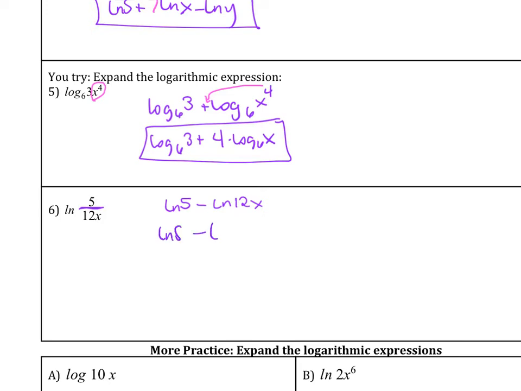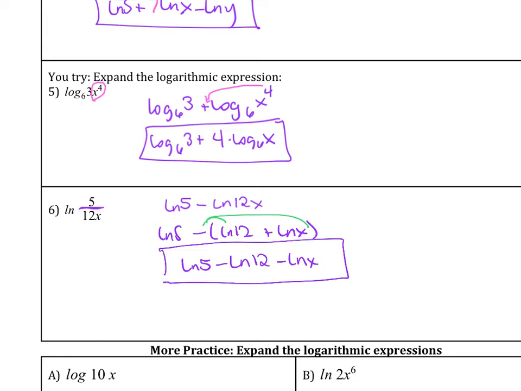So this becomes, I'm going to put parentheses. So natural log of 12 plus natural log of x. So put parentheses because they're multiplying. Now the reason why I do that is because it's important to remember that you need to distribute this negative to the front and the back. So this becomes natural log of 5 minus natural log of 12 minus natural log of x. So this is the correct expanding of this log expression.